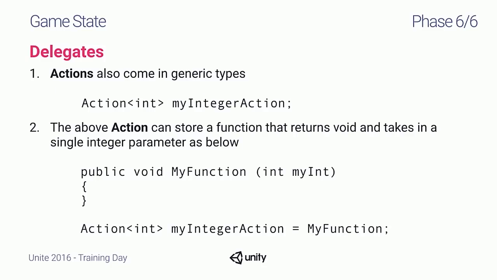Actions also come in generic types. You can have many different types of generics with actions, but the example that we're using here is an integer action. When you give it a generic type, it represents a function which returns nothing, but takes an integer of the type that you're giving it generically. So an integer action represents a function which returns nothing and takes a single integer parameter.